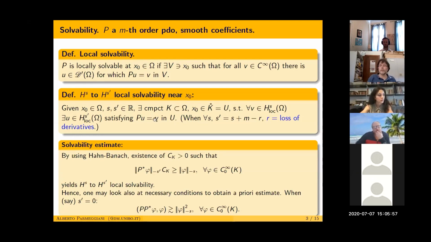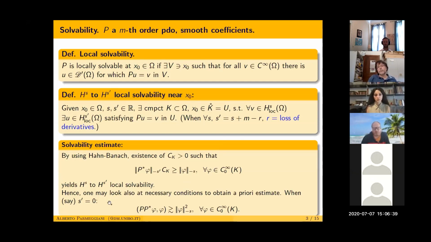Unfortunately, our results are going to be given when S and S prime are fixed. One has to bear in mind that solvability estimates are the main tool for obtaining local solvability. Through the use of the Hahn-Banach theorem, local solvability, say HS to HS prime, means that we have to find this kind of a priori estimate for any given function completely supported in K, where K is this compact set which we are looking for.